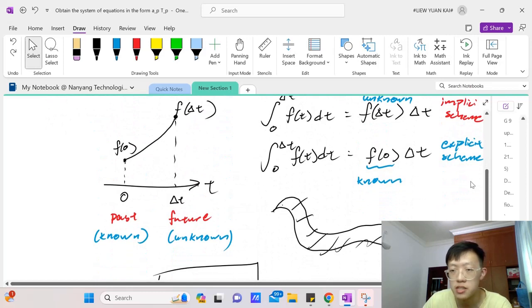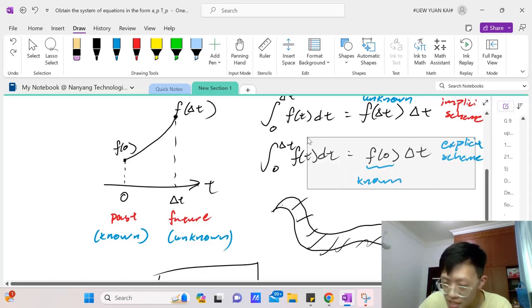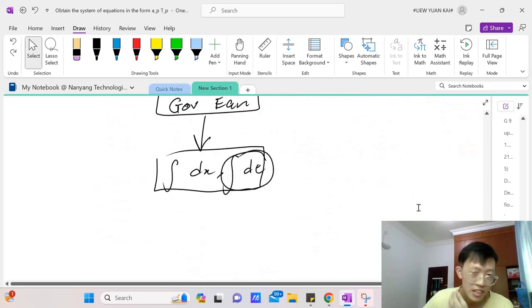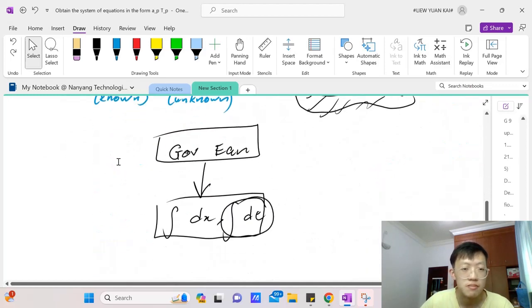So the explicit scheme is easier compared to the implicit scheme. The explicit scheme is easier than the implicit scheme, which has been gone through in the lectures. So in this video, I'm going to go through the implicit scheme. So let's work that out.